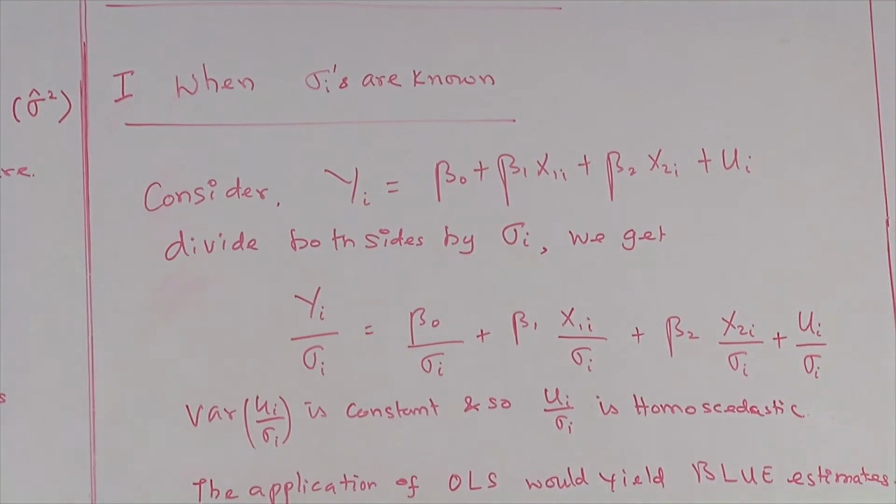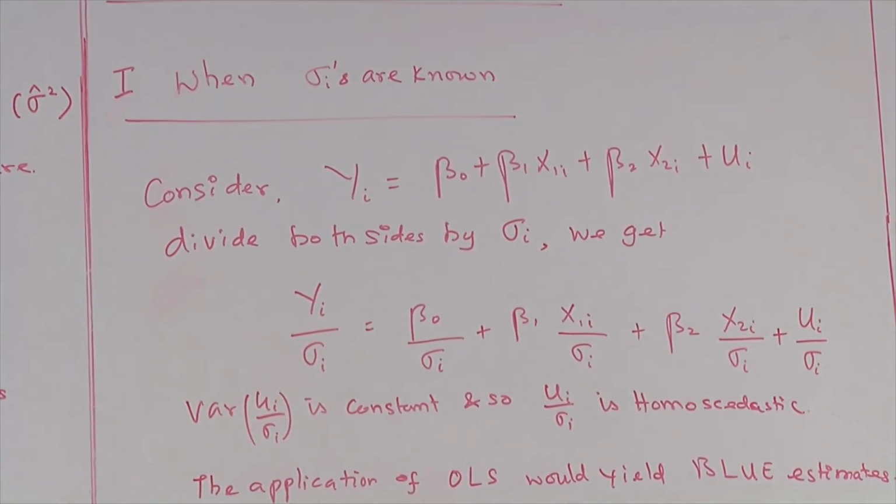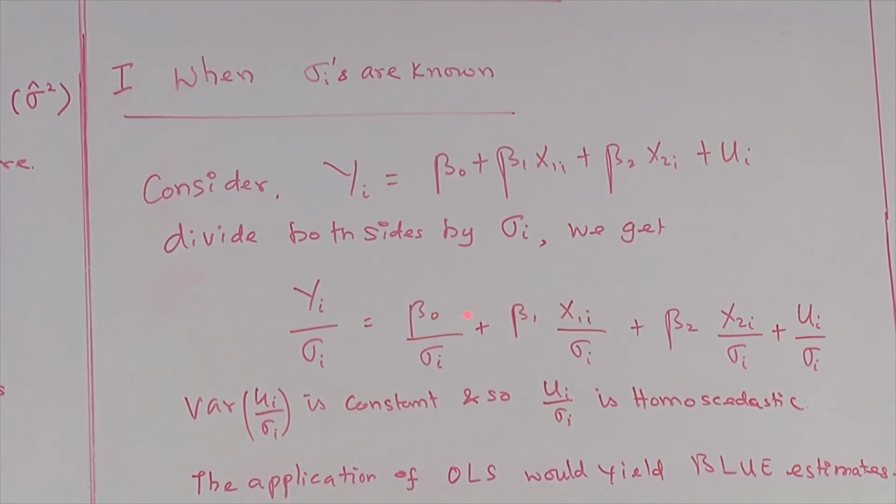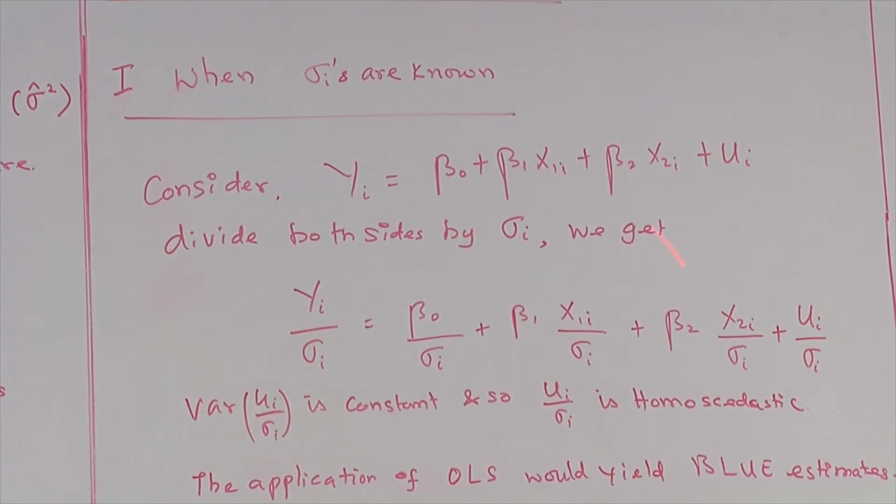Now, let us see, after identifying the heteroscedasticity problem, how to remedy that. Once the presence of heteroscedasticity is confirmed, it has to be remedied. There are two broad categories of remedies in the literature. First, when the variance is known, we have some set of procedures. When the variance is not known, there are other sets of procedures.